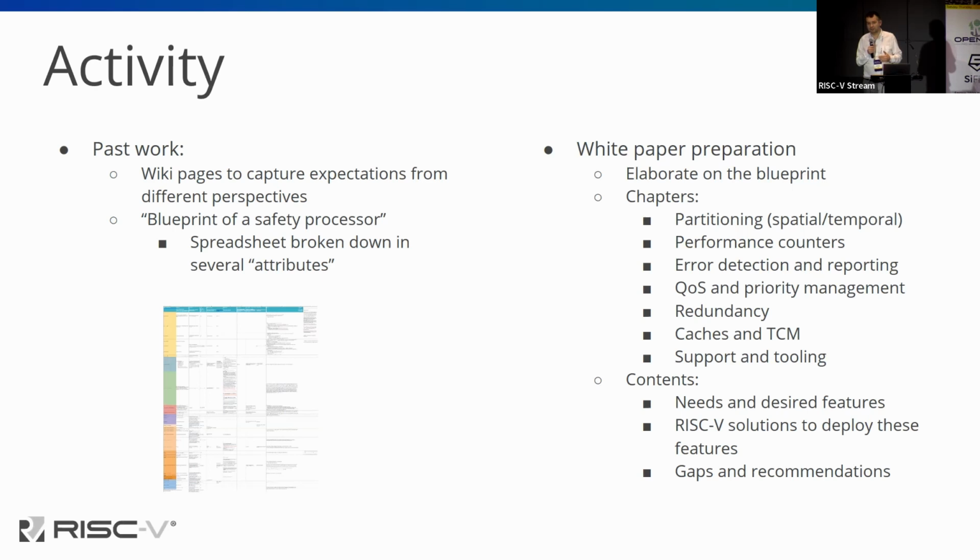And for each chapter, we will explain what the needs are, what the desired features are, which existing RISC-V features can be used to deploy these features, and also identify gaps and recommendations. And at the moment, we have looked at the cache management operation specification that was recently published, and identified next steps that would be nice for functional safety.